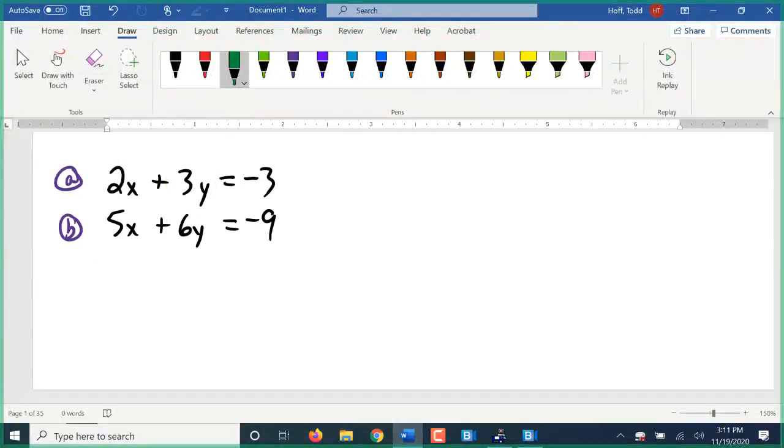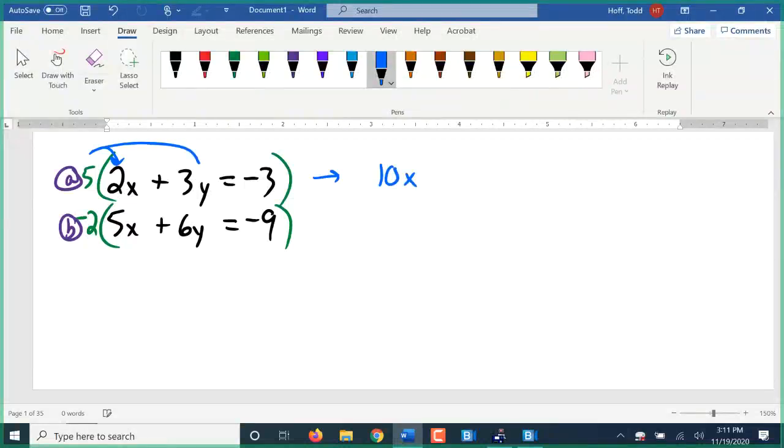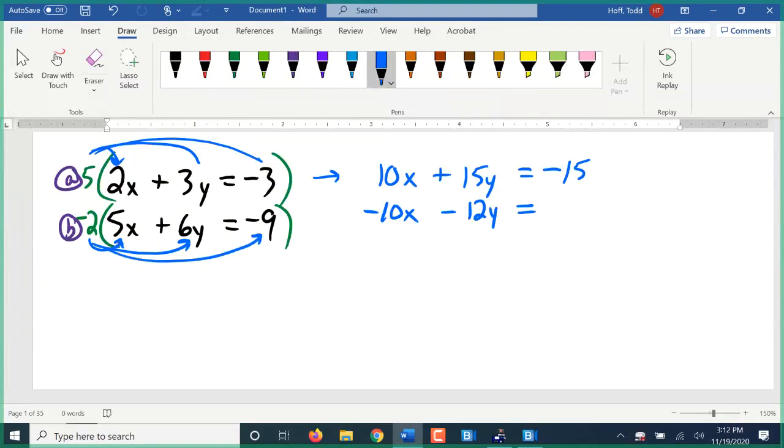So to prove that it's going to work out either way, I'm going to do the x's. It's a little bit more work, but I just want to show you that we will get the same result either way. So I'm going to multiply this top equation by 5. The bottom equation by not 2, but negative 2. So I get a negative 10x there. So the top equation here, 5 times 2x is 10x. 5 times 3y is a positive 15y. Equals 5 times negative 3 is a negative 15. On bottom, negative 2 times 5x is a negative 10x. Negative 2 times 6y is a negative 12y. Equals negative 2 times negative 9 is a positive 18.